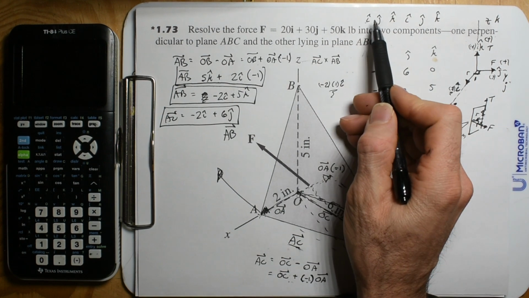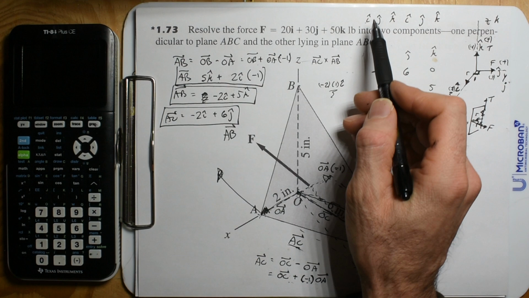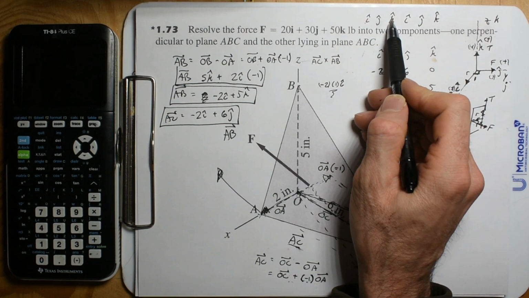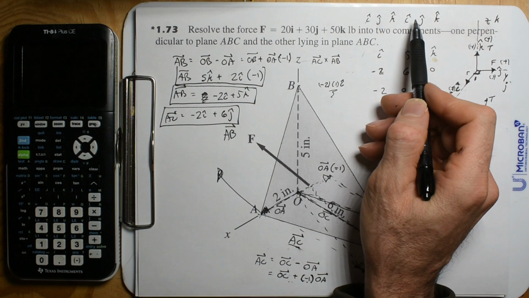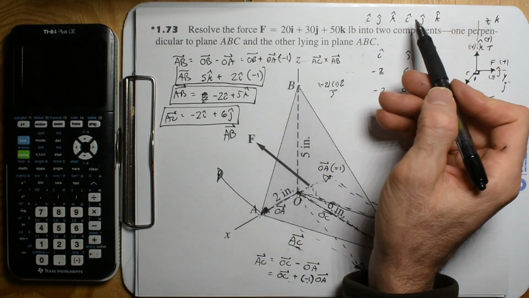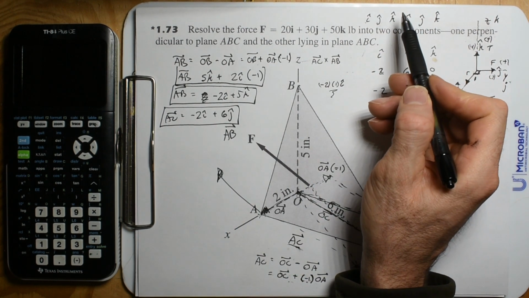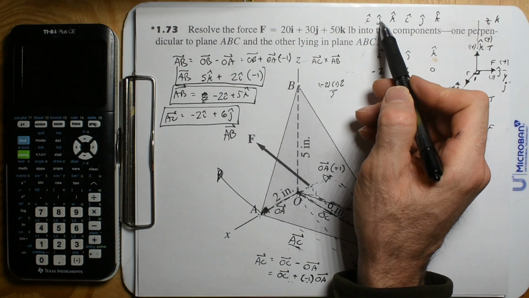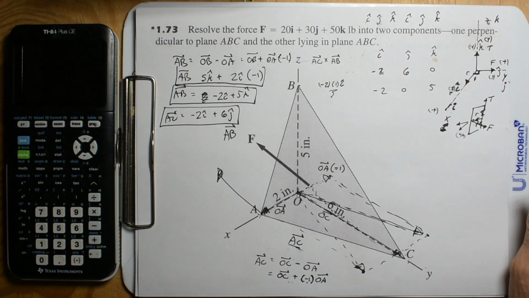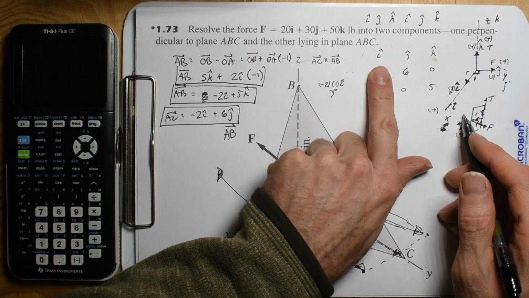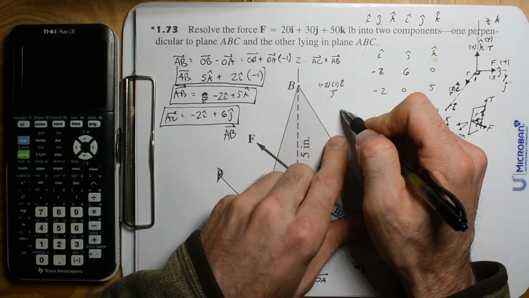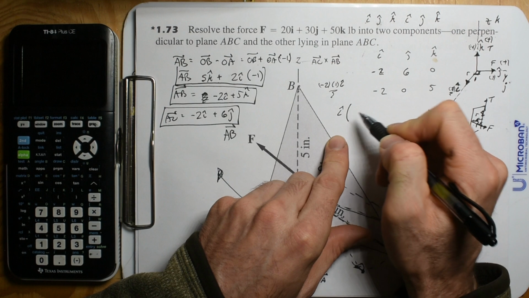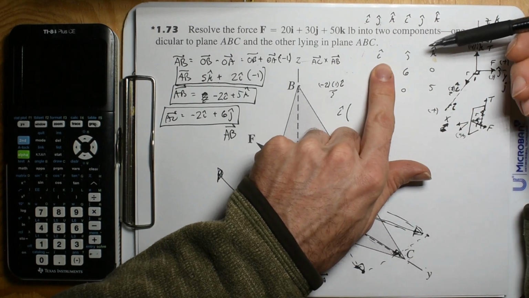So if we go from I to j, j to k, I cross j is going to be positive k. J cross k is positive I. K cross I is positive j. And if you go the other direction, I cross k is going to be negative j. So let's try it out. This method is sweet because you can just cover up one of these and get the I components.